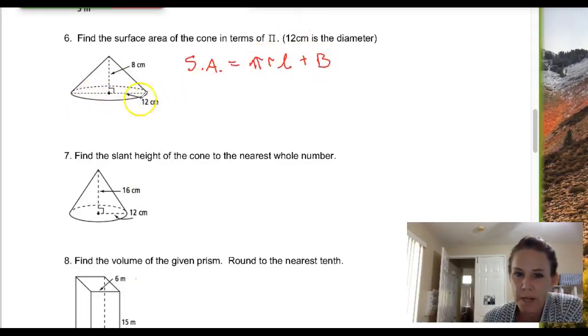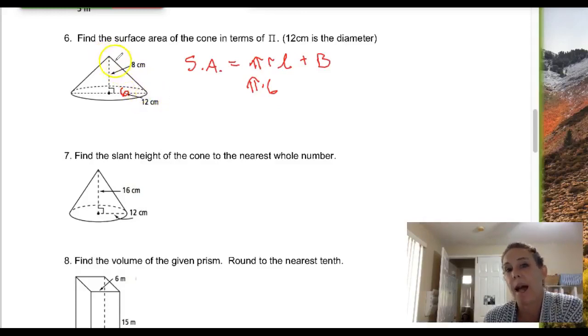We need the radius. First of all, 12, I know it's pointed right here, but because you have this full dotted line, this is actually the diameter. So the radius here is going to be 6. All right, to find the surface area, I'm going to go pi times the radius, which is 6. Now I need the slant height.